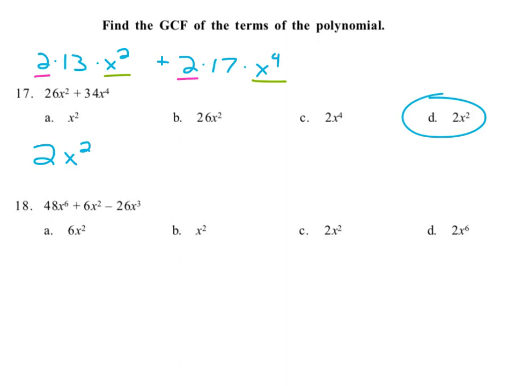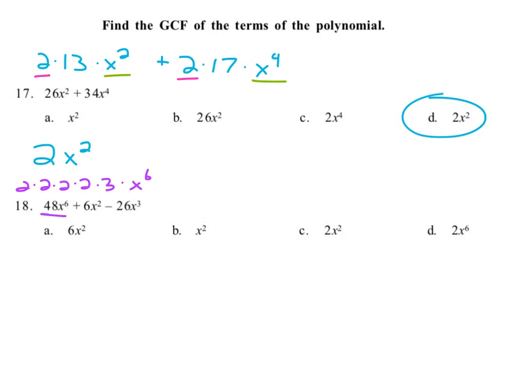Okay. Do the same thing for this one. We got to look at how these all break down. Okay. Now I could list these out. 48 breaks down into 2 times 2 times 2 times 2 times 3 times x to the sixth. That's the first term, 48.